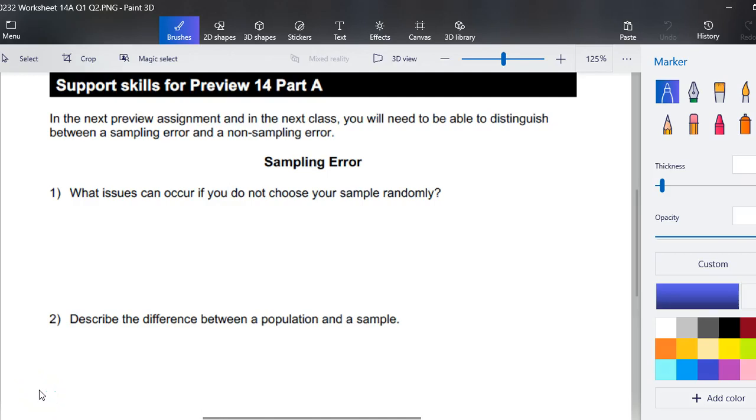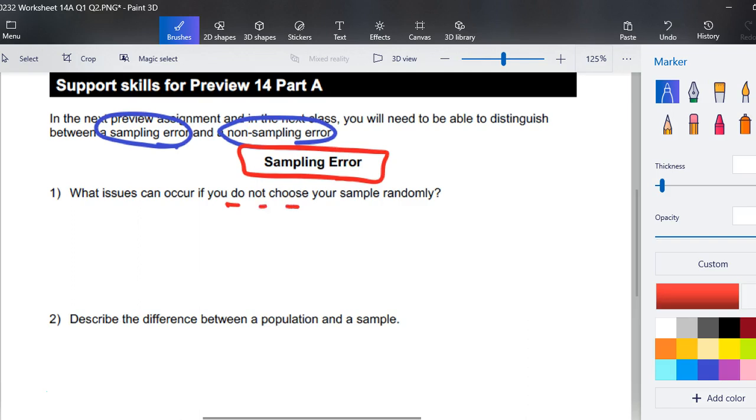In the next preview assignment and in the next class, you will need to be able to distinguish between sampling error and non-sampling error. So let's start with sampling error. What issues can occur if you do not choose your sample randomly?